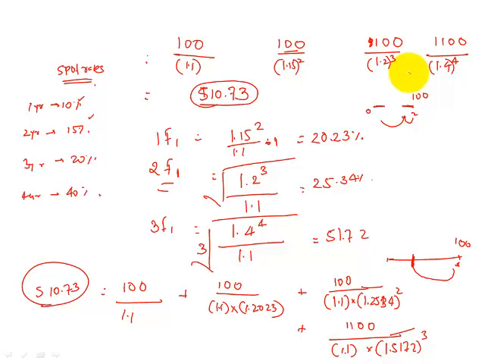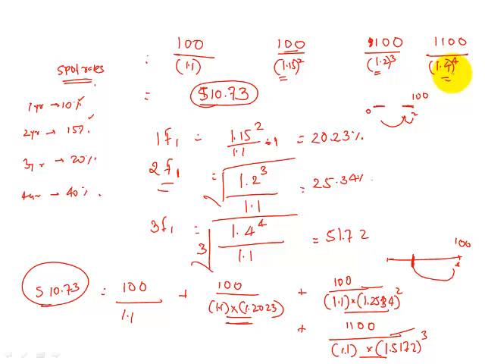1.15 for 2 years. So the first year is 10%. If the first year is 10%, how much was the second year? And this multiplication 1.1 into 1.2023 is going to be same as this. This multiplication is going to be same as this, and this multiplication is going to be same as this. The answer has to be same. Is that correct?